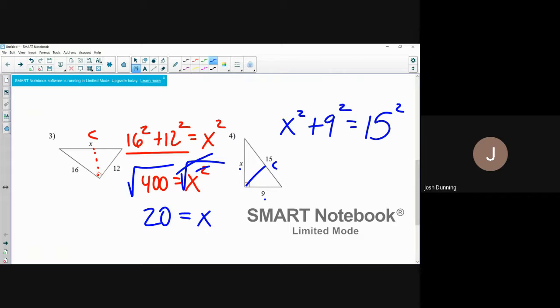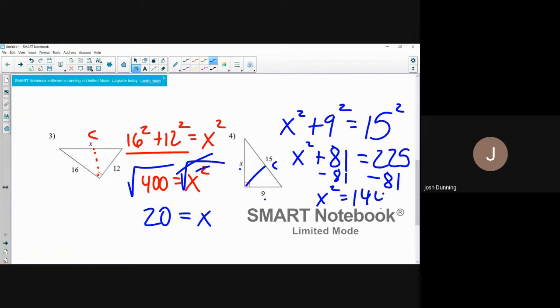Now, this time, x is with a number, so I'm not going to add anything. 9 squared is 81. And then 15 squared is 225. X has that plus 81. So we're back to where we've got to subtract. And we get 144. Take the square root. 12.